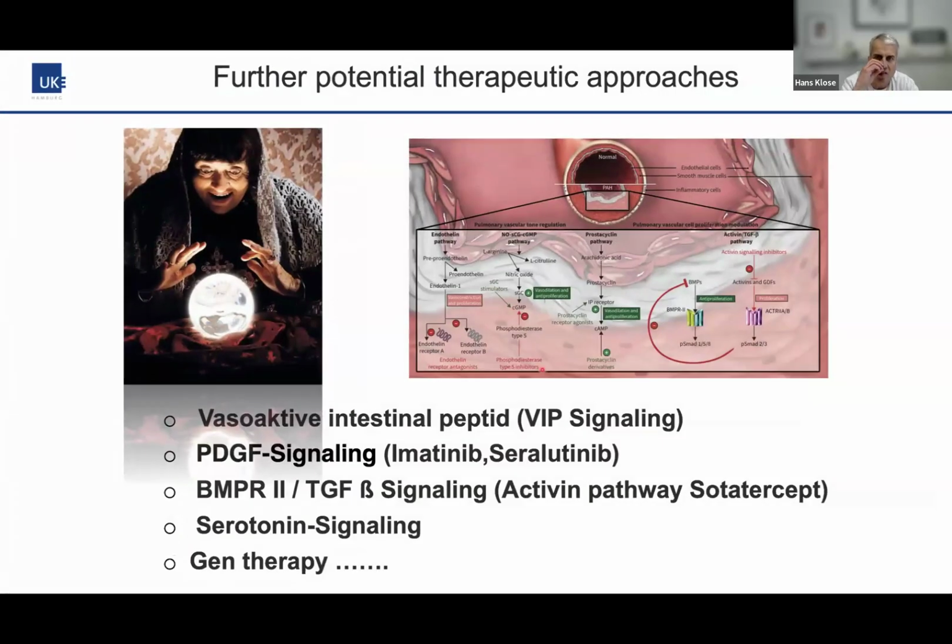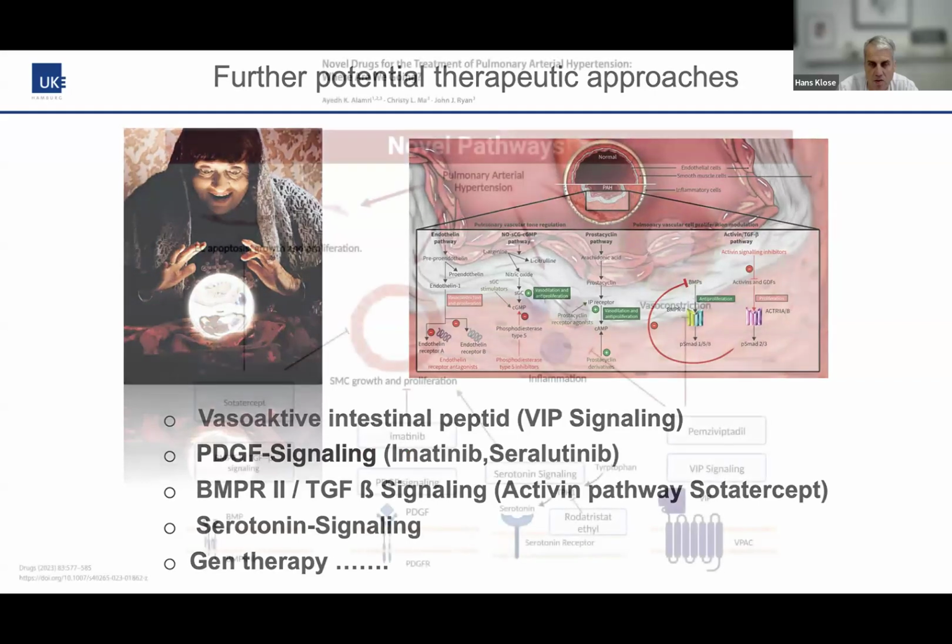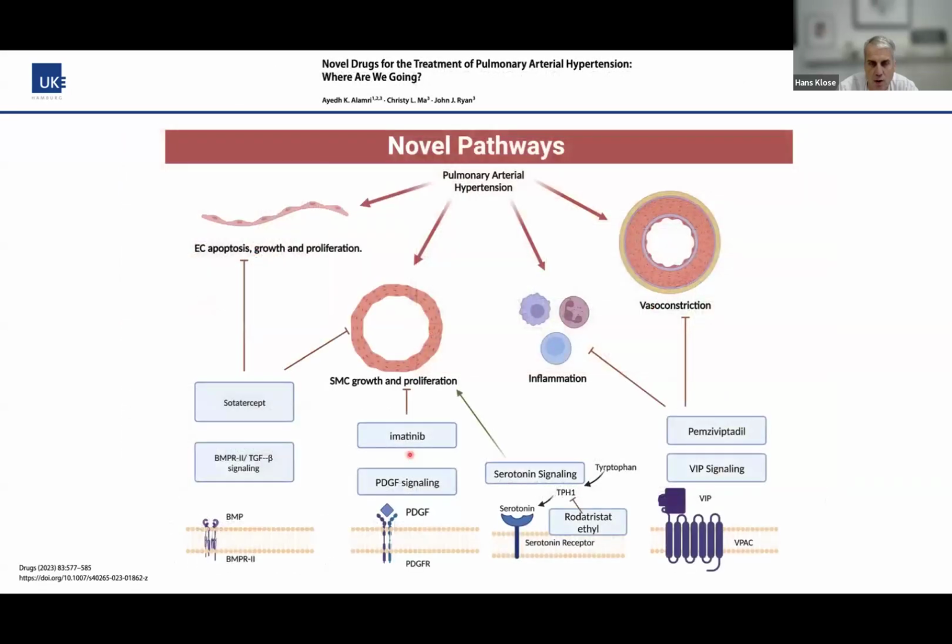So I made this picture years ago when we thought about what further potential therapeutic approaches or options there are. And I will talk about some of them today. And these are not news from the last 3 months. It goes longer back. But let me start, due to time issues, now with the next picture. Here you see novel pathway options. You see again the constriction, you see the proliferation. And I start with a story about imatinib.